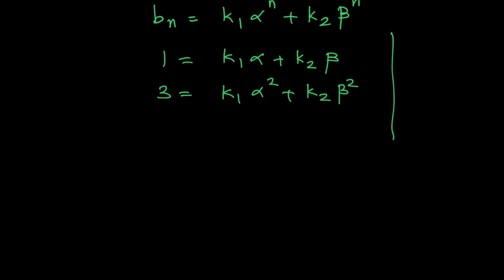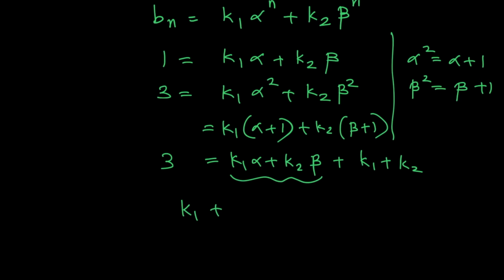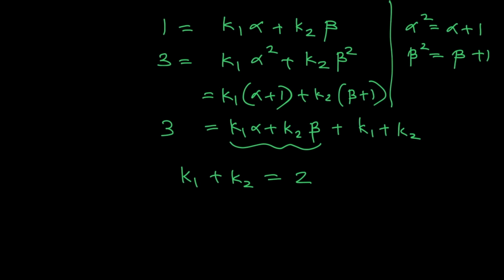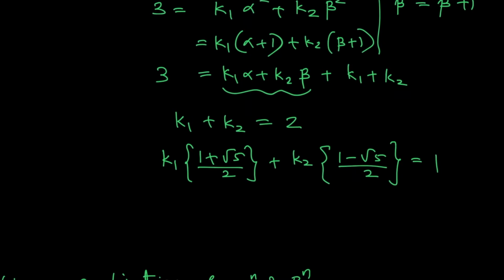Now both alpha and beta satisfy this condition that alpha square is equal to alpha plus 1 and beta square is equal to beta plus 1. So this is going to be k1 into alpha plus 1 plus k2 into beta plus 1. So this is k1 alpha plus k2 beta plus k1 plus k2, and that is 3, and this is 1. So we have k1 plus k2 is equal to 2, and now k1 alpha plus k2 beta we can substitute the values. So k1 into 1 plus root 5 by 2 plus k2 into 1 minus root 5 by 2 is equal to 1. So this is k1 plus k2 divided by 2 plus root 5 by 2 into k1 minus k2.